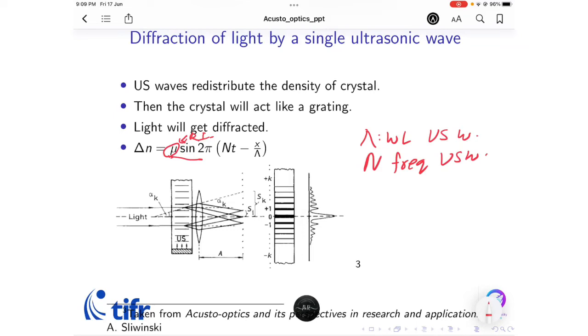We will get a sinc function. So that's all about it. And this is the angle alpha k, and this is the distance from the central maximum to a particular order, and this k represents the order, not the wave vector. We will use k as the wave vector later, but here this is just the order, and this is the distance between this lens and the screen.